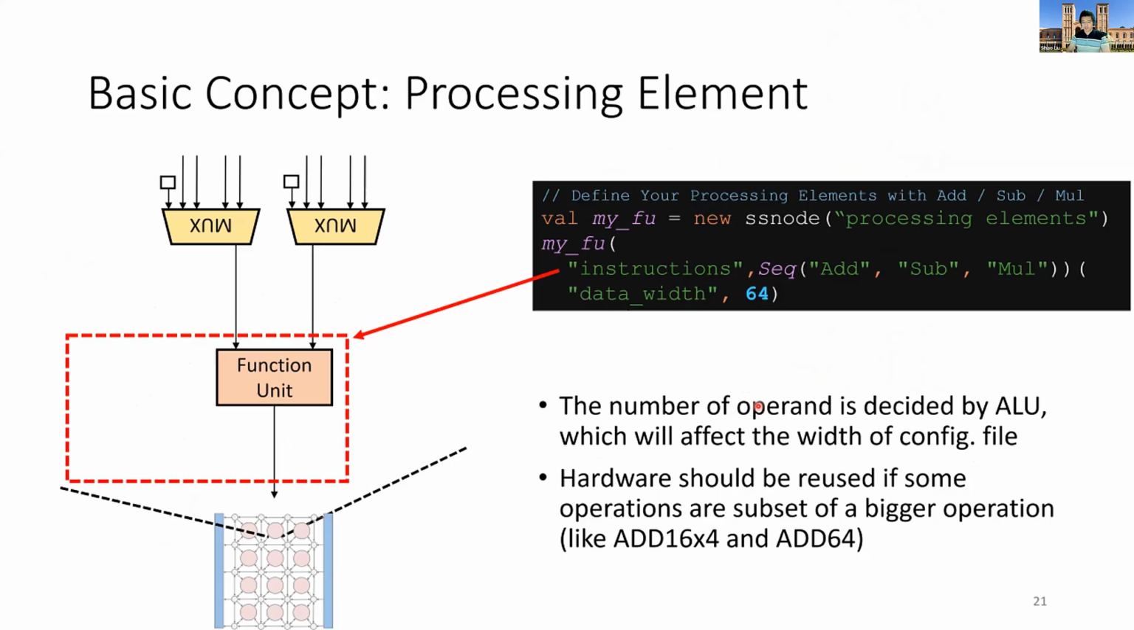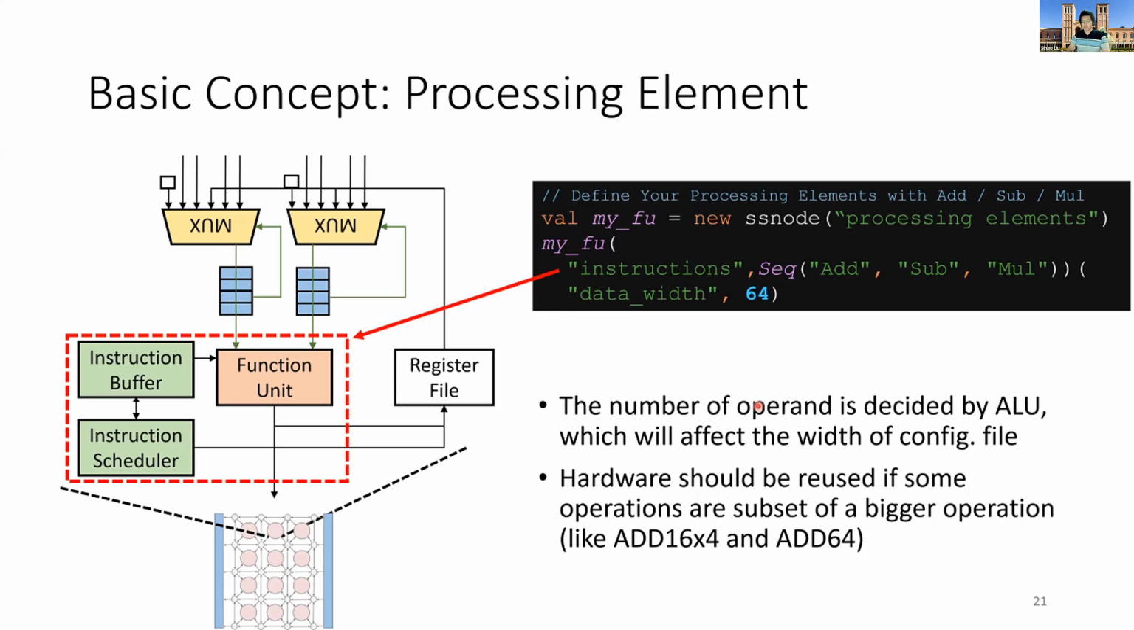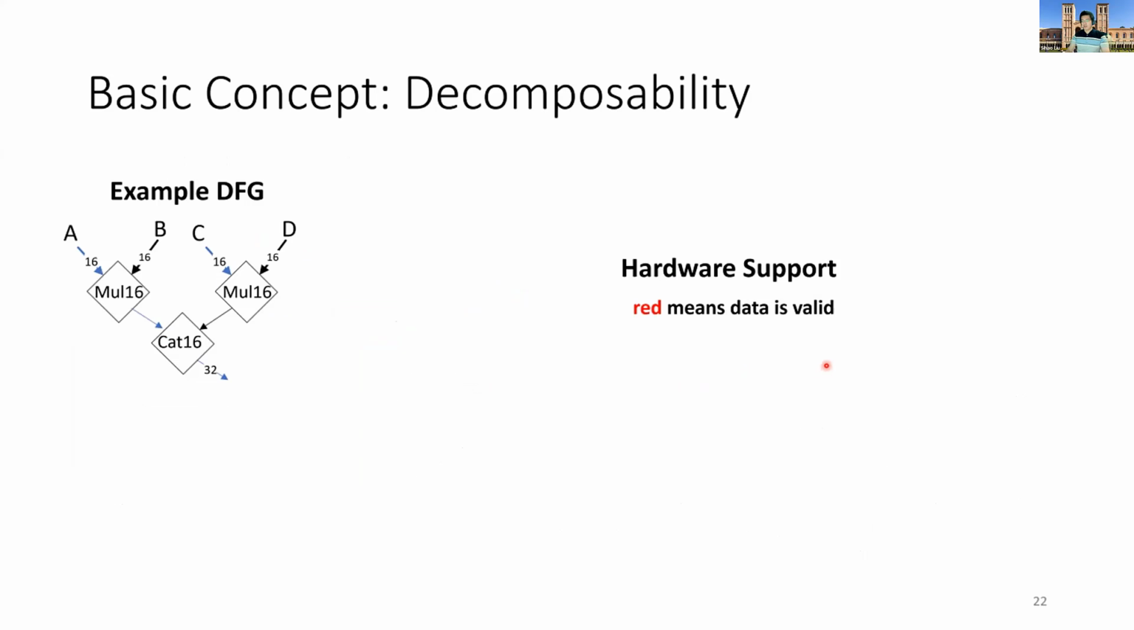And what is inside the processing element, I think we have already introduced that in a previous presentation, but in order to describe that, you need to describe the data width of it and describe the instructions that can operate on that processing element. So we have some function units, instruction buffering, and an instruction scheduler. And now what I want to introduce is the decomposability.